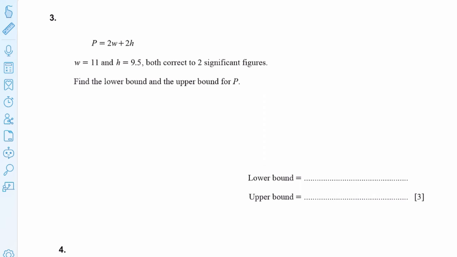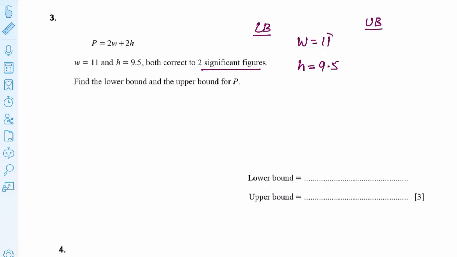Question number 3. This is a question of upper bound and lower bound, right? So here we have two values, w, which equals 11, and h equals 9.5. So first step is we need to find out the upper bound and lower bound of these numbers, right? Okay, up to two significant figures.